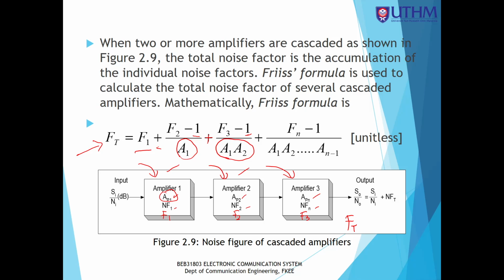If we have more than 3 amplifiers, we keep adding until N. If we have up to N, that means the last one, so it will add dot dot dot plus Fn, the noise factor due to the Nth amplifier, minus 1, divided by the total gain up to the amplifier before the final one, which is A1 times A2 times A3 up to A(N-1). So F total has no unit.